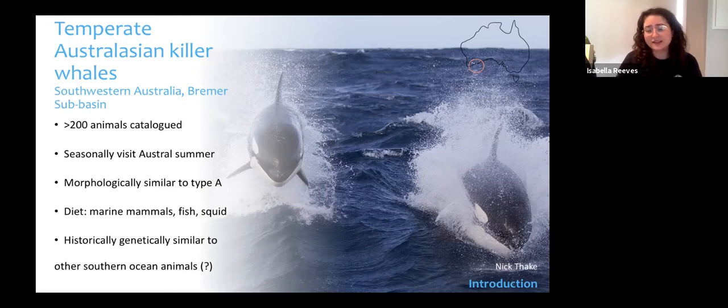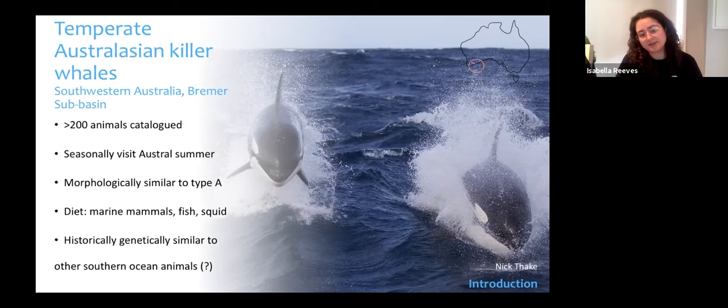Their diet is a bit different to that of the Ningaloo aggregation in that they have more of a generalist approach. So mostly marine mammals, so baleen whales and beaked whales, they're quite often known for fish, and they actually even think giant squid, which is pretty cool.